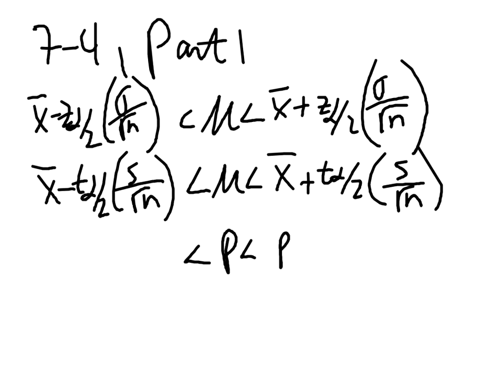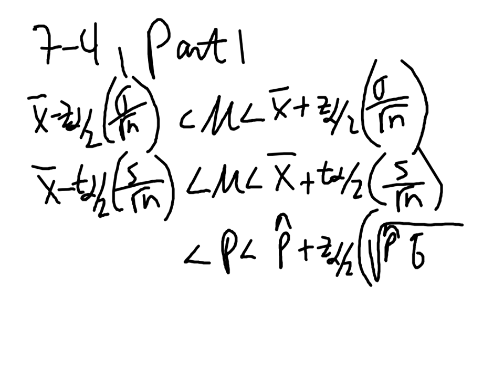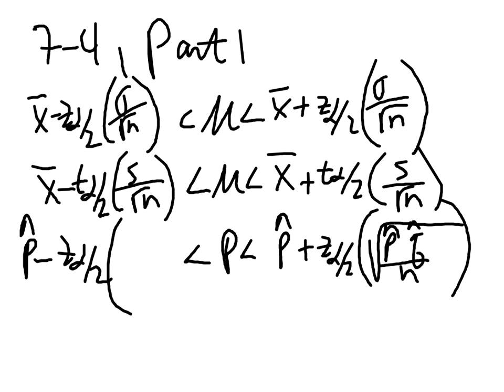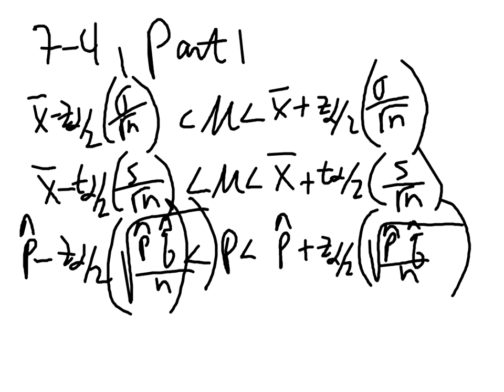And then in the lesson that we just finished, we had the population proportion, and we used p hat, and then we had a correction of z sub alpha over 2 times the root of p hat q hat over n on the right side, and then on the left side we had p hat minus z sub alpha over 2 times the root of p hat q hat over n.